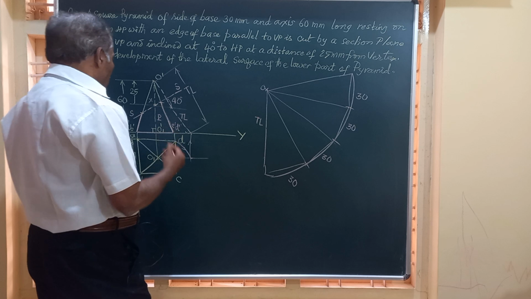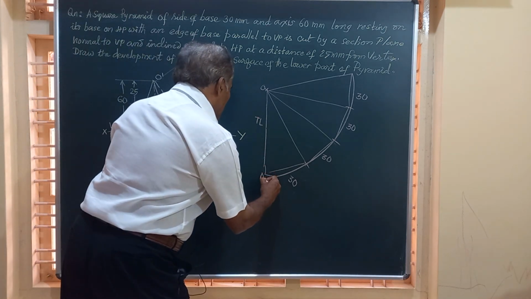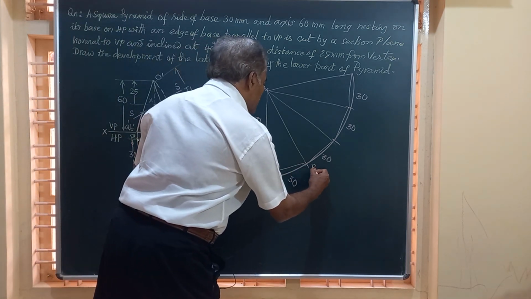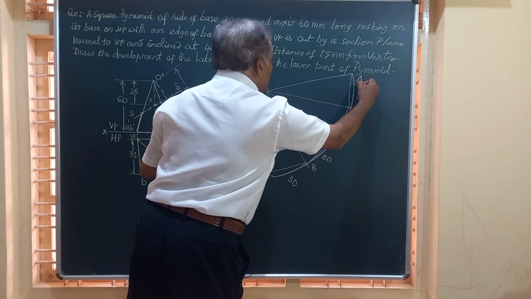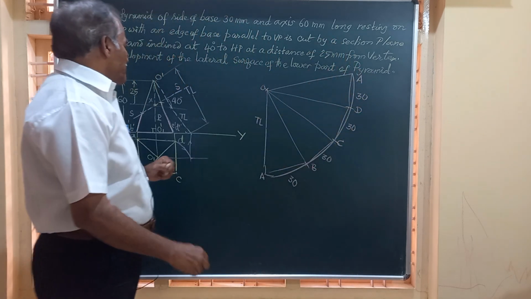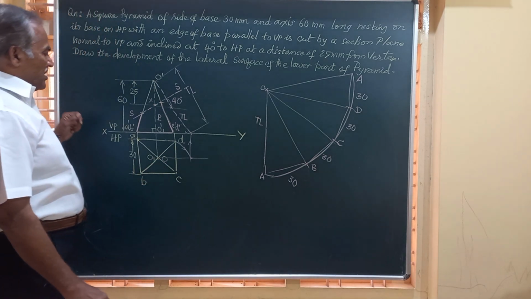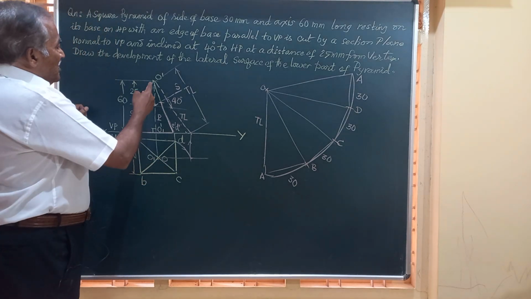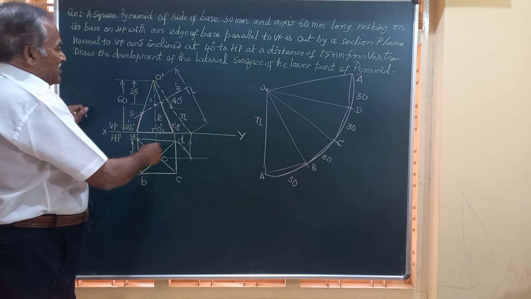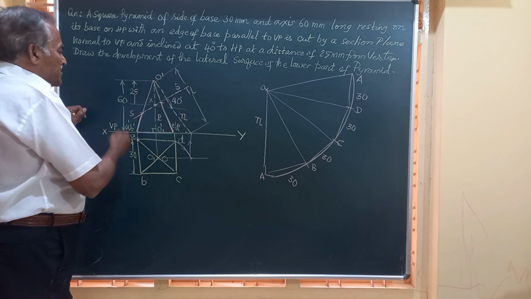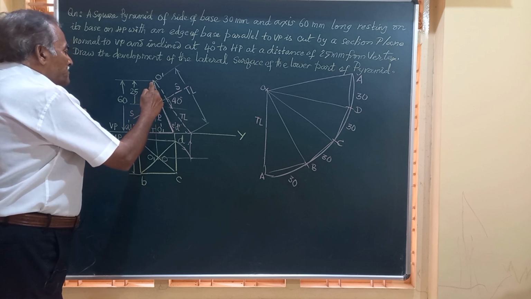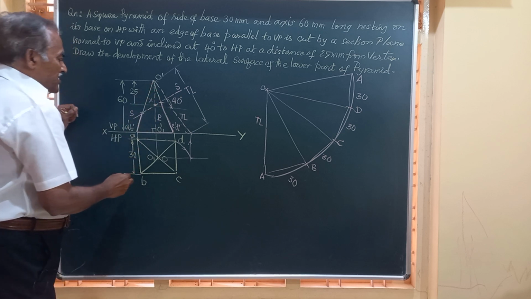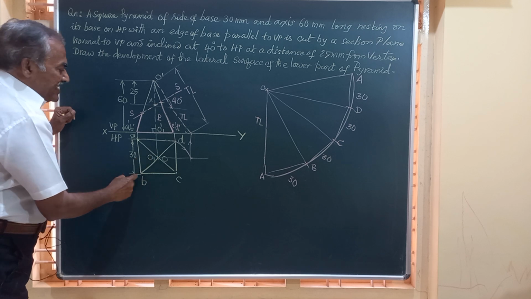So friends, I can start from this A itself. So I'll mark it as A, this is B, C, D, and again A, because the starting and end point should be the same. So friends, if you observe here, the solid is cut by the section plane at this point. Which are these? These are on OA, OB. So OA and OB are here.